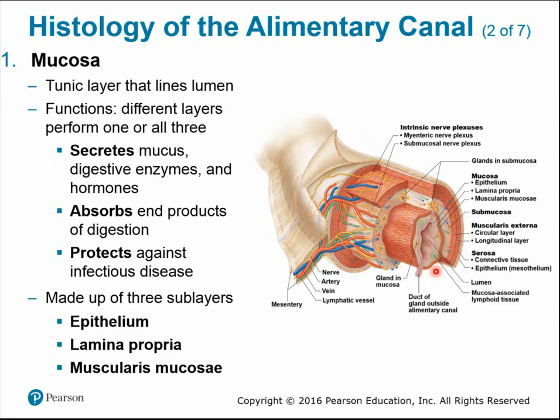So the three sublayers of the mucosa are the epithelium here. This is the innermost layer, right, that's exposed to the lumen or the opening. The lamina propria, right, is the mid layer, this mid portion here, where it's kind of white. And then the muscularis mucosae, so here. So the mucosa has a thin layer of muscle on its own.